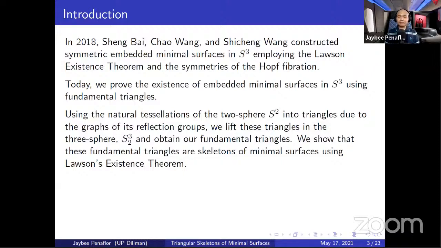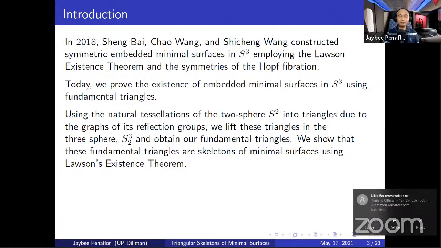And because I said earlier that H.B. Lawson laid the foundation for verifying the existence of minimal surfaces using conditions that he specified in his theorem, we will be using these conditions to verify that the triangles are skeletons of minimal surfaces using the Lawson existence theorem. So in order to kick things off, we will go through some definitions.